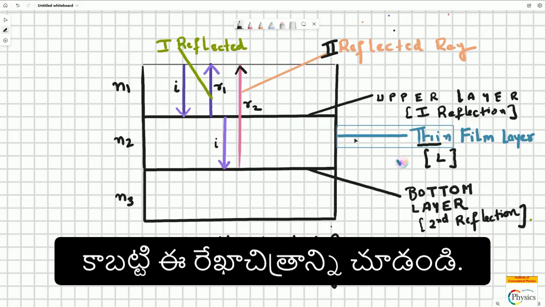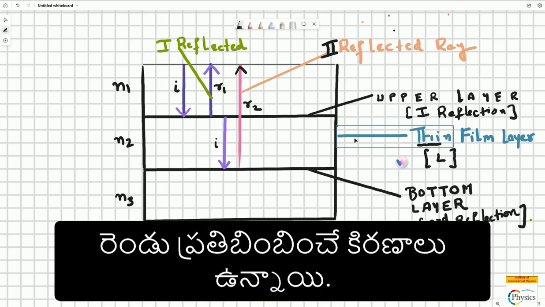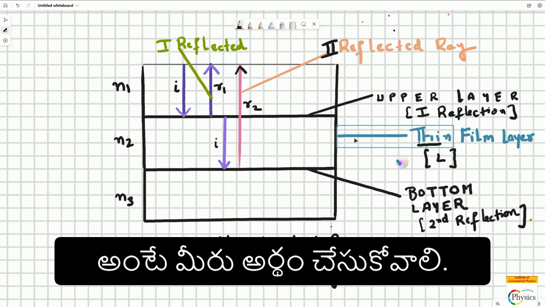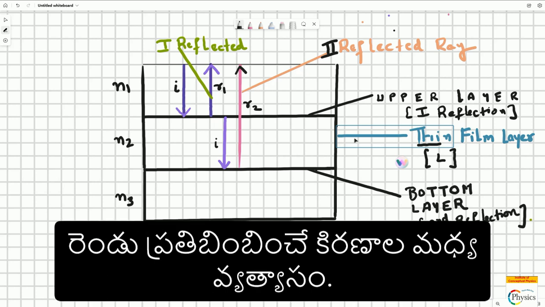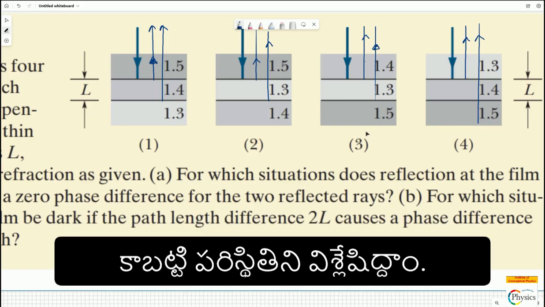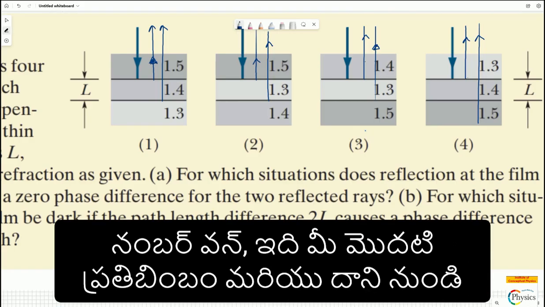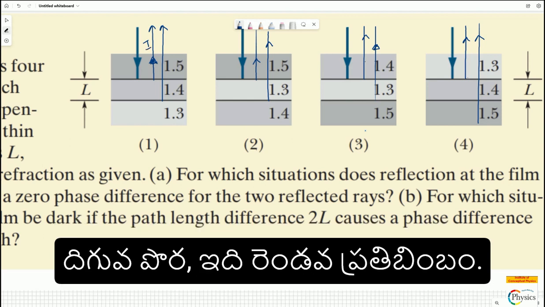So look at this diagram. This diagram tells you that there are two reflected rays. That is what you need to understand. We have to find the phase difference between the two reflected rays. All right, so let's analyze situation number 1. This is your first reflection, and from the bottom layer, this is the second reflection.